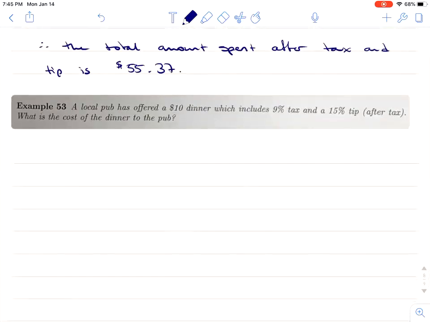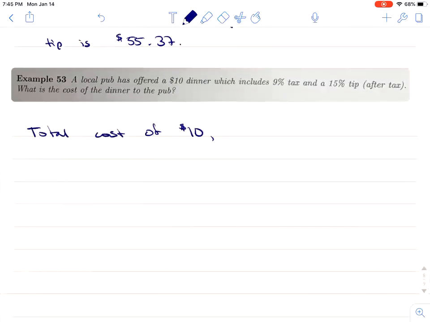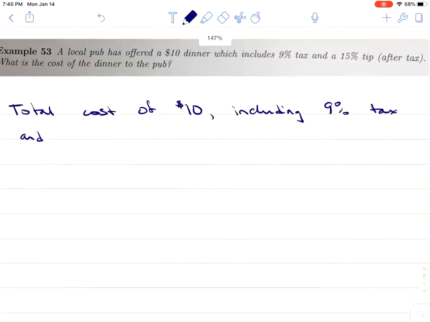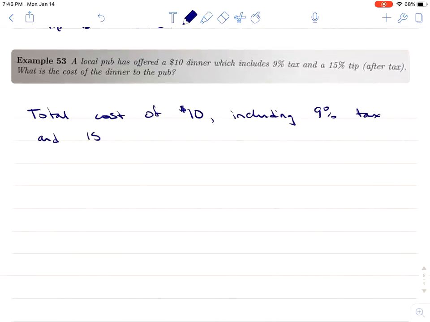So we've got a total cost of $10, including 9% tax and 15% tip after tax.